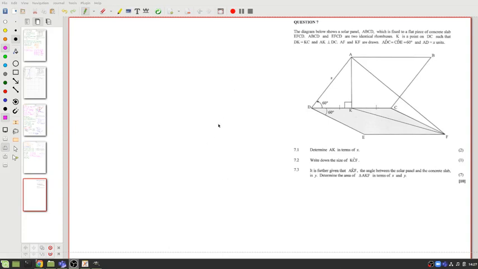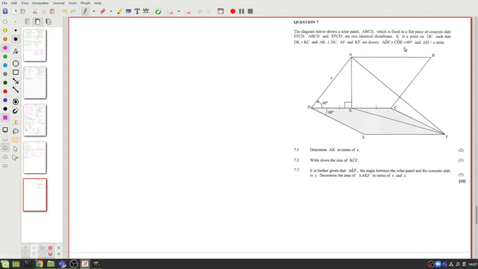Alright, question 7, some more trigonometry. Let's get into it. So we have a diagram here. Let's just read the instructions. It shows a solar panel ABCD, which is affixed to a flat piece of concrete slab, EFCD. And if ABCD and EFCD are two identical rhombuses, so both of these are a rhombus and they're identical.